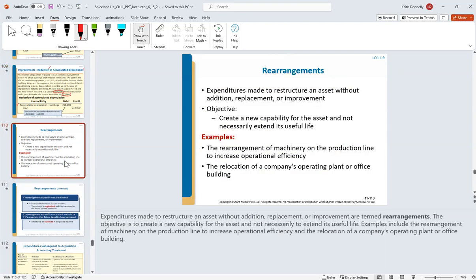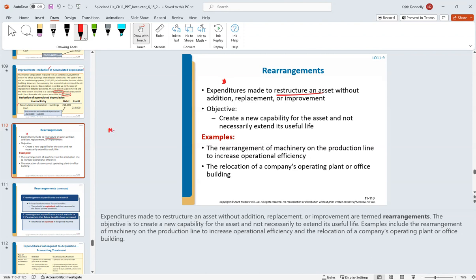Okay. Talk a little bit here about rearrangements. So these are expenditures made to restructure an asset without addition, replacement, or improvement. In other words, they don't create a new capability for the asset, and they don't necessarily extend the useful life. So for example, the rearrangement of machinery on the production line to increase operational efficiency.